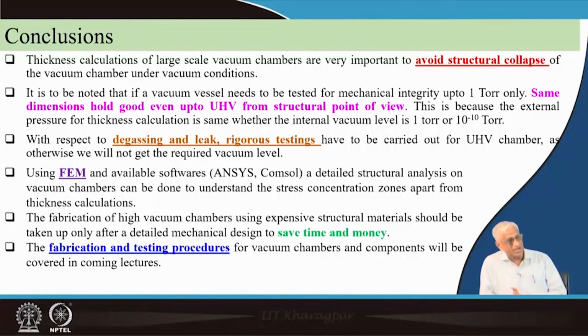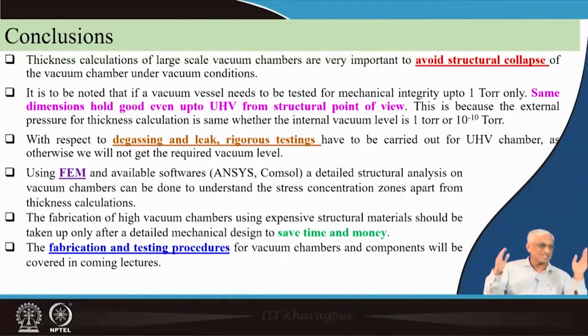And it is to be noted here, for testing purposes, if the chamber is tested up to 1 torr or 1 millibar, it will anyway withstand 10 power minus 10 millibar with respect to mechanical strength. Just because it withstands, it may not be an ultra high vacuum compatible chamber if it is dirty or not polished properly, and if it has got water inside, then you will get only 10 power minus 2 torr, even though structurally it is very good, even if it is leak tight. So leak is another problem which is also related to the chamber. Outgassing is related to the chamber.